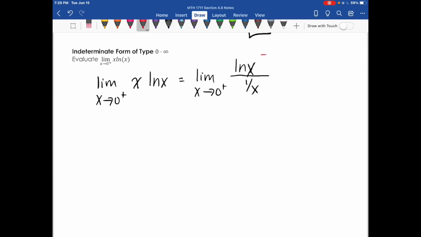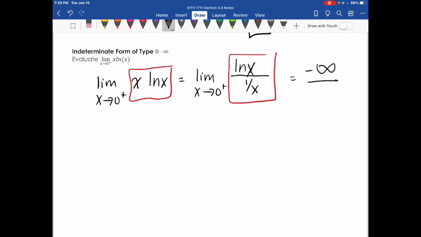1 over x. This expression and this expression are equivalent algebraically because if I simplify that complex fraction by flipping and multiplying the 1 over x, I'm going to get x natural log of x. So all I did was I rewrote it in a way that now we can use L'Hopital's rule. So now I'm going to have the indeterminate form of minus infinity over infinity. So now I can use L'Hopital's rule.